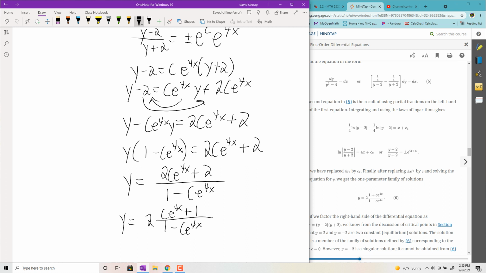I'm not going to let the constant absorb the 2 or the negative, because then I'd have two different constants I'd have to worry about. So I'm going to leave it like that.